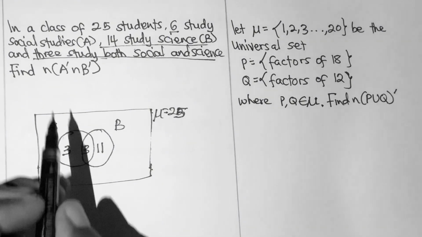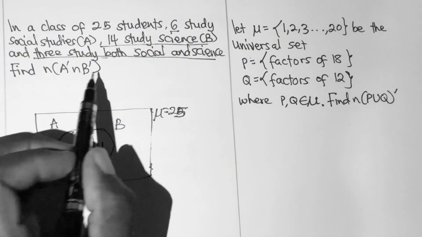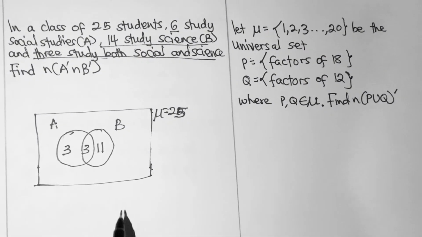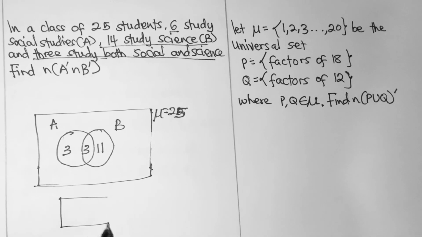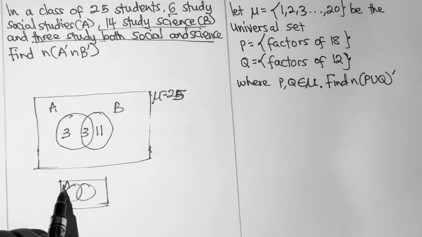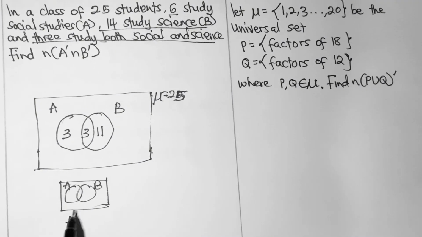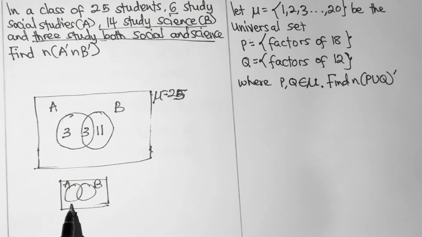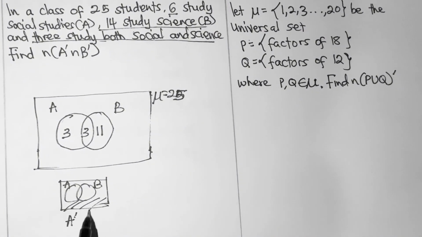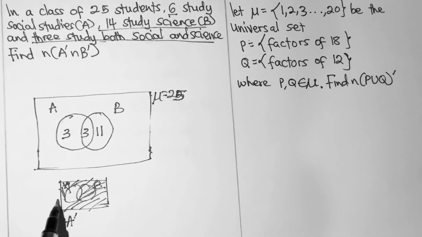Now, the question is saying that we should find A prime intersection B prime. So what is that? Let's use a little Venn diagram here to determine that. So here's A and then here's B. Let's find A prime. A prime is all the elements that are outside A. So all of this region is A prime. A itself must not be included.